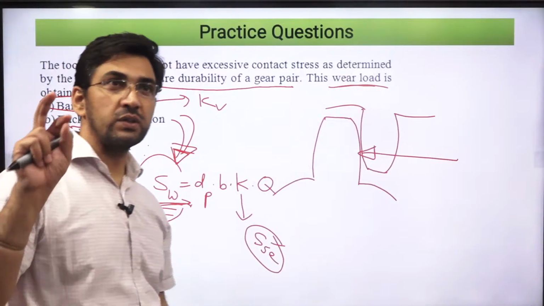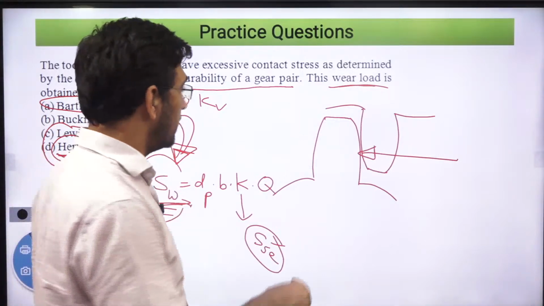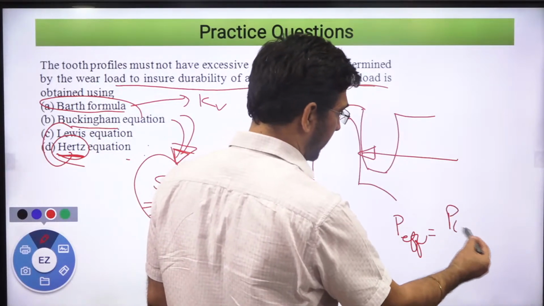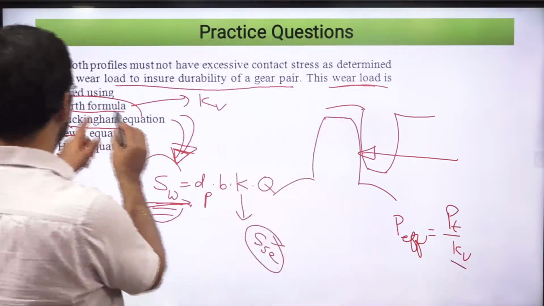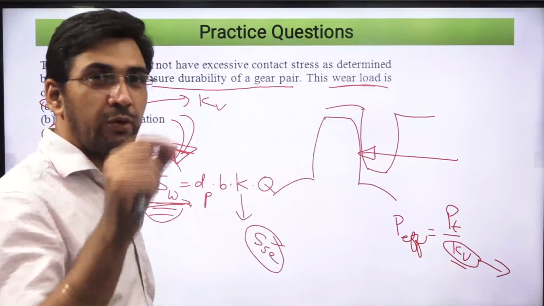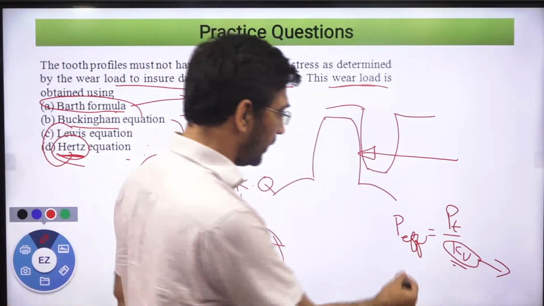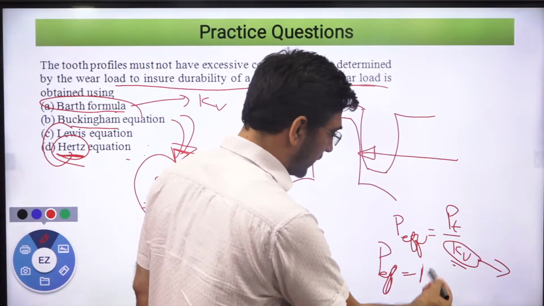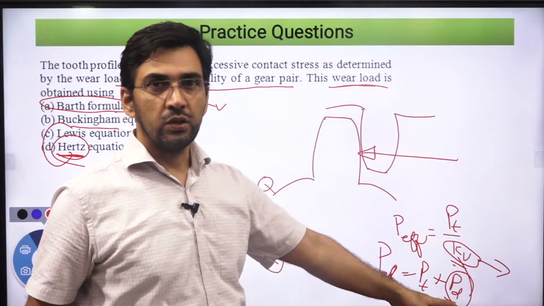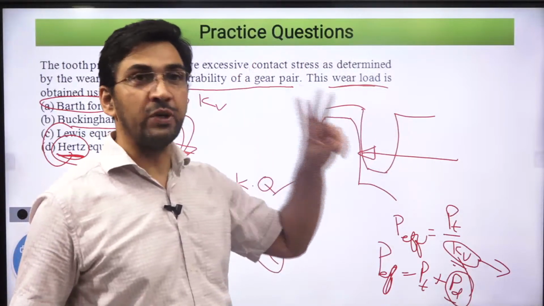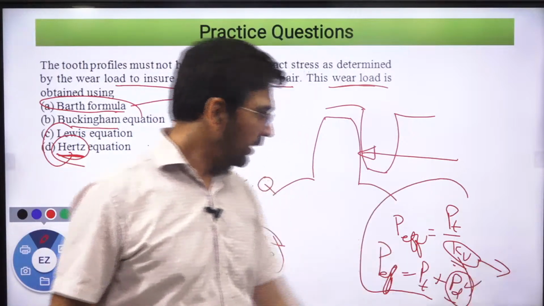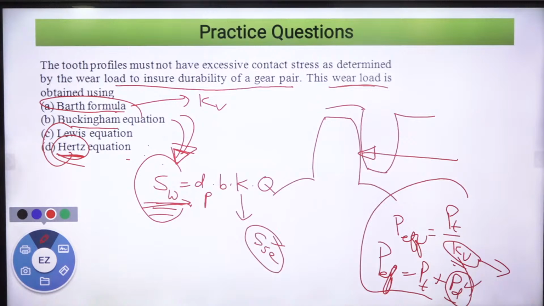And Buckingham comes into the picture in two places in gear design. One is the effective tooth load in bending, where we divide PT by Kv. Kv is from the Barth formula, Kv's value has been given by Barth: 6 divided by 6 plus V, or 3 divided by 3 plus V. That is one way of calculating this effective load. Another way is tangential tooth load plus dynamic load. That dynamic load was also given by Buckingham. So in two places Buckingham comes into the picture in this design part: one is while calculating the bending stresses, this effective load over here, and the other is this equation in wear.